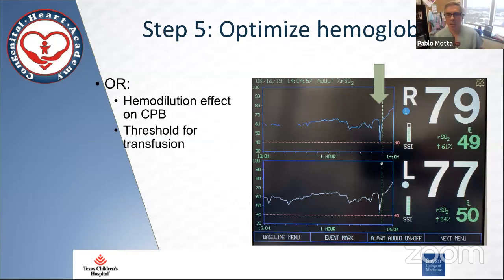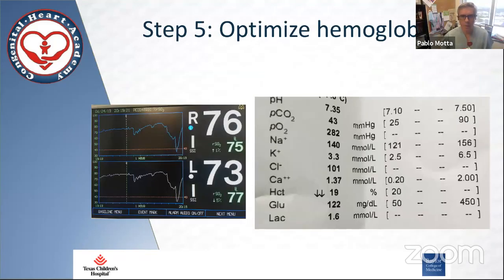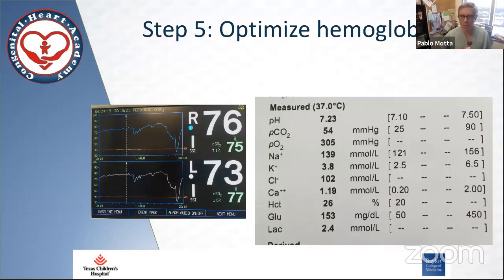Hemoglobin: here you see a case where, at the arrow, you go on bypass and there's a profound desaturation. You have to be clear what your threshold for transfusion should be, either in the OR or in the ICU, especially in cyanotic patients, who won't tolerate hemodilution as much. And you can see here, same patient going on bypass on a clear prime, the hematocrit is down to 19, and after adding blood to the circuit, the cerebral oximeter re-levels fairly quickly.